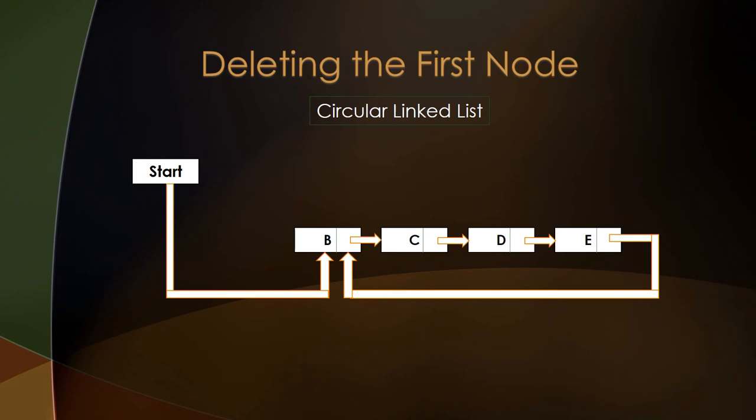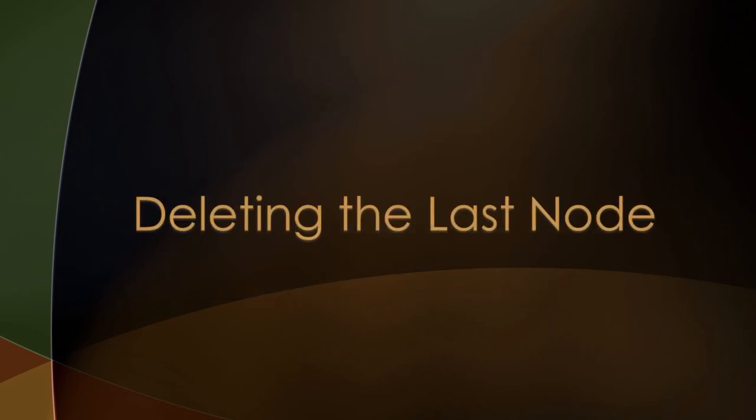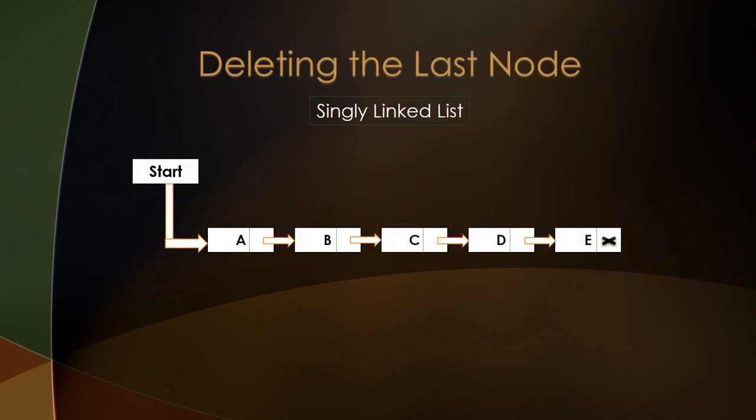Now the last part is deleting the last node in the linked list. In case of a singly linked list, it will be much simpler to delete the last node. Simply change the pointer of node D, which now points to node E, into a null pointer. So this is how we have done. We have changed the address of node D, which now pointed to node E, into a null pointer, thus deleting the node E from the linked list.